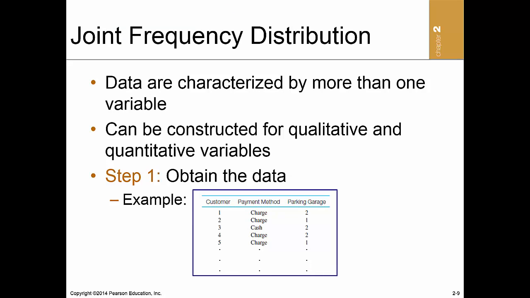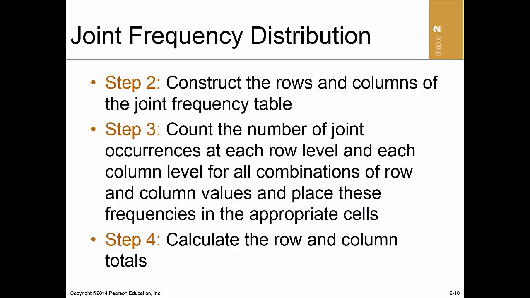Thus far we have discussed how to develop frequency distributions for one variable at a time, but suppose we want to add an extra dimension. Often we need to examine data that are characterized by more than one variable. This may involve constructing a joint frequency distribution for two variables. Joint frequency distributions can be constructed for qualitative and quantitative variables. It is a similar process as before, but now you add one more variable and count the number of joint occurrences at each row level and each column level for all combinations of row and column values. Calculating row and column totals is relatively easy if we use pivot tables.